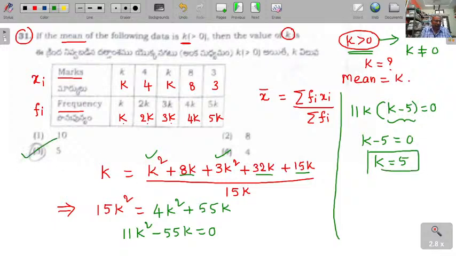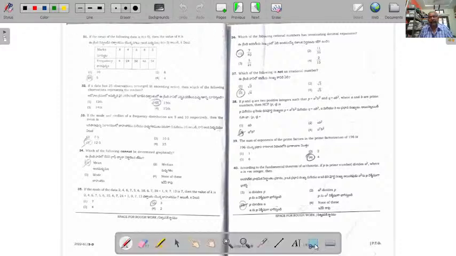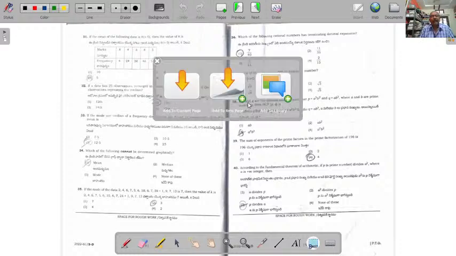So the third option is the right option. The fourth option is incorrect. Yes, Manikanta, absolutely correct. Your answer is right. So let us move to the 32nd problem.